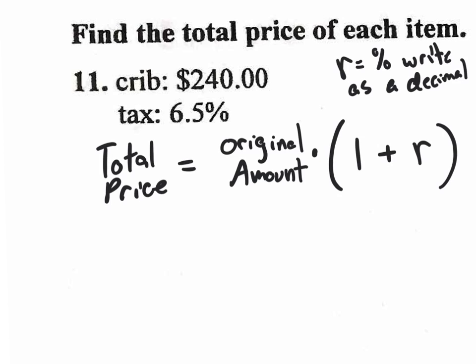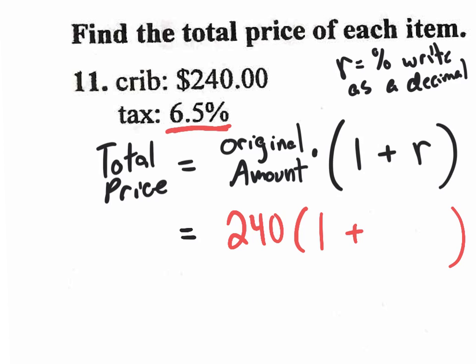Okay, so this is obviously not sales tax here in California. This may be in Arizona, right? So let's figure out the total price. And we're going to figure out the total price by putting the original amount, 240, multiplied by 1 plus this rate, but as a decimal.